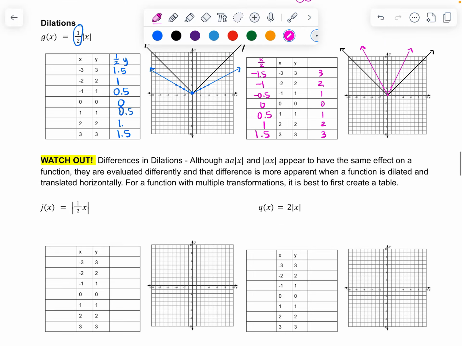So watch out. Differences in dilation. Although a on the outside and an a on the inside appear to have the same effect on a function, they're evaluated differently, and the difference is more apparent when the function is dilated and translated horizontally. For a function with multiple transformations, it's best to create a table. Right there we have a table.